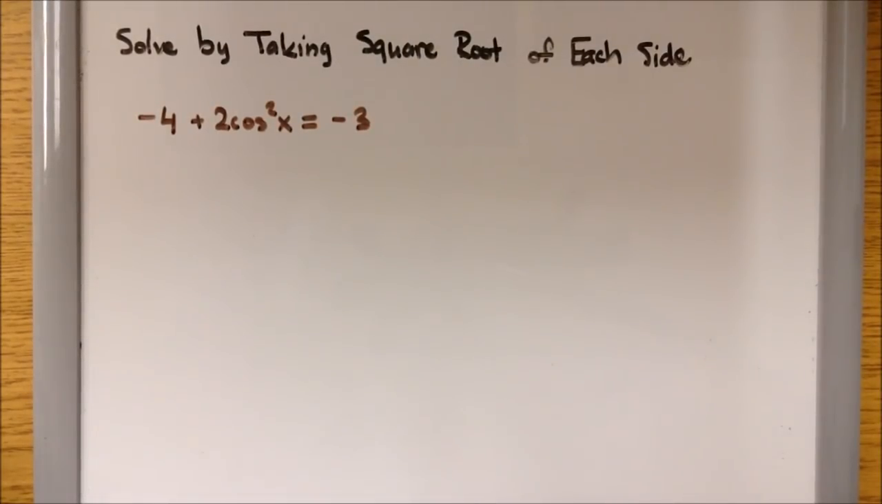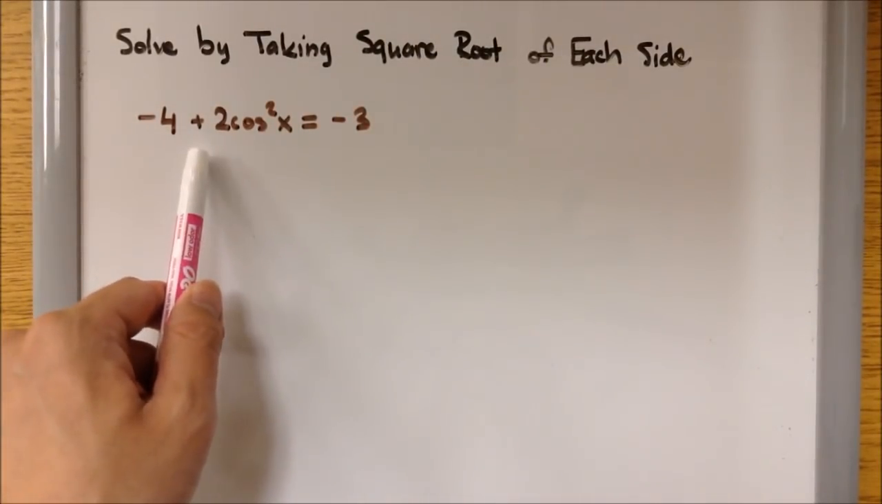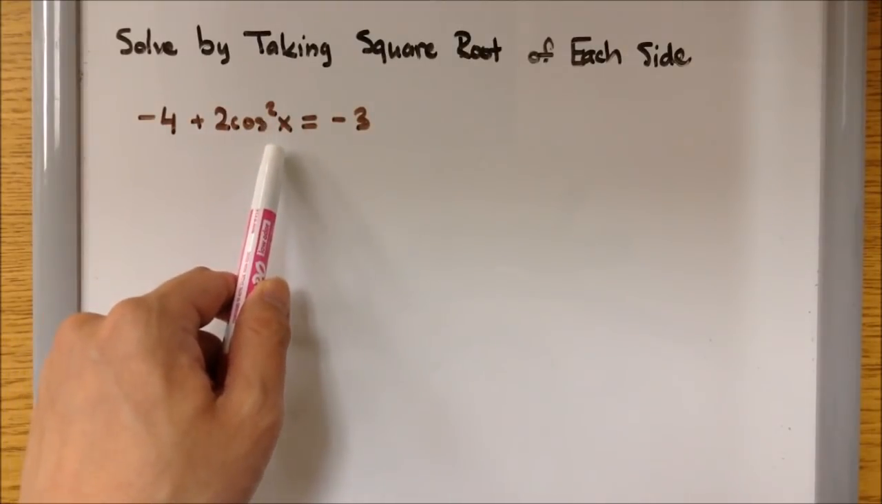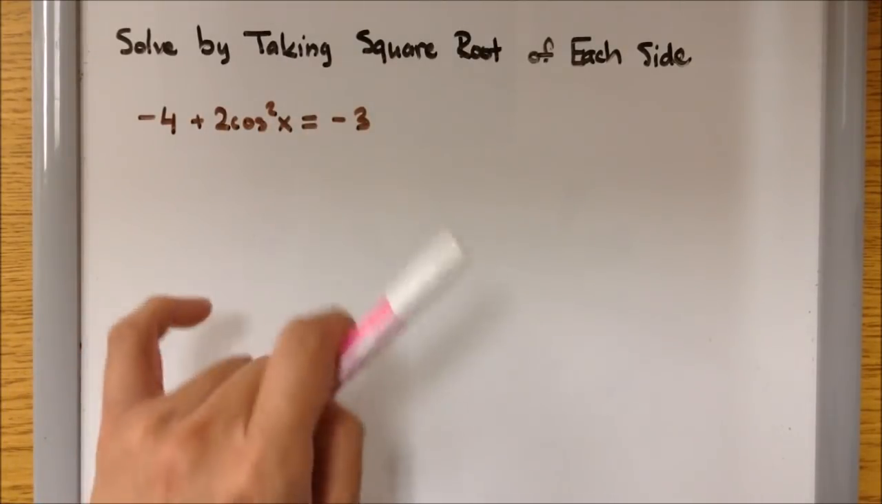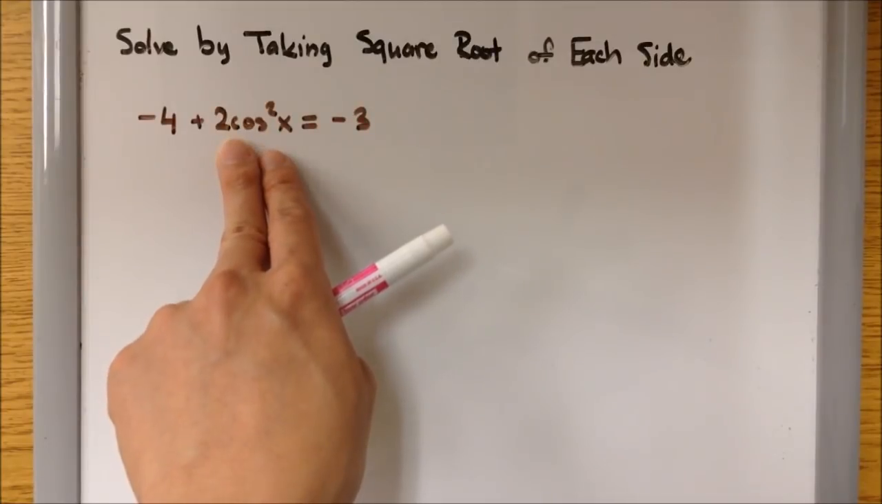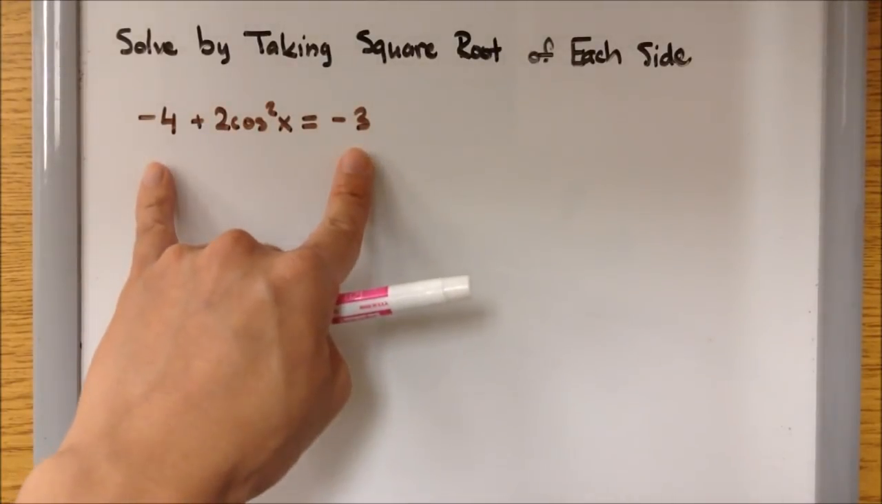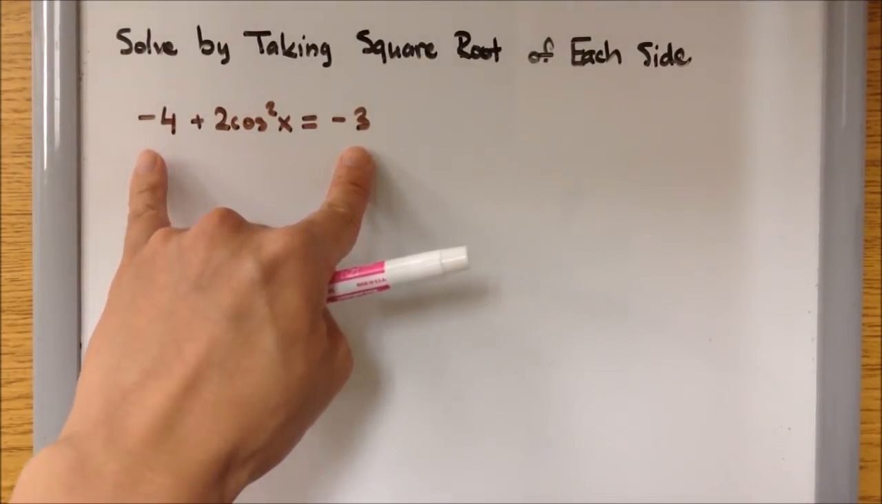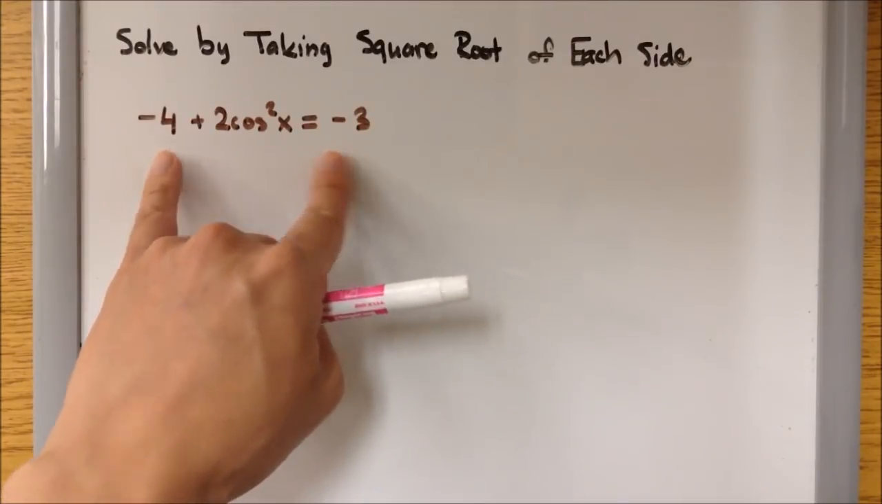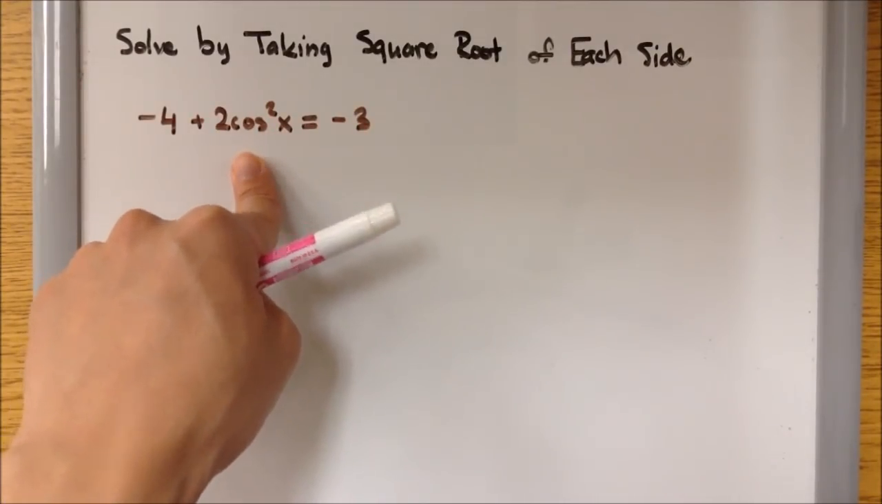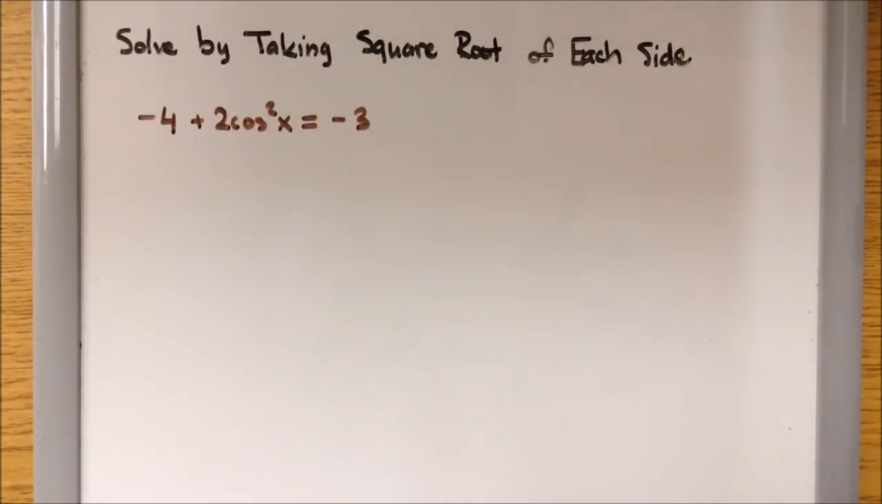In our second example, we have negative 4 plus 2 cosine square of x equals negative 3. So we have one trig function and then 2 numbers. So what we're going to do is try and get all the numbers on one side. So since my trig function is on the left side, I'm going to get rid of the negative 4.